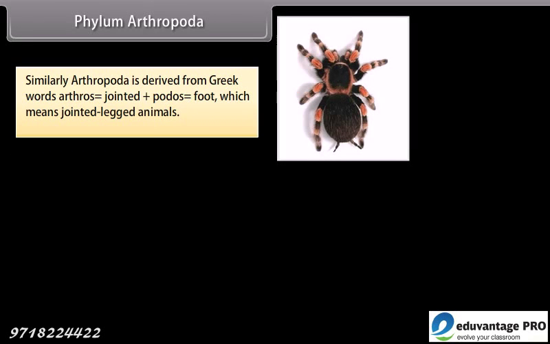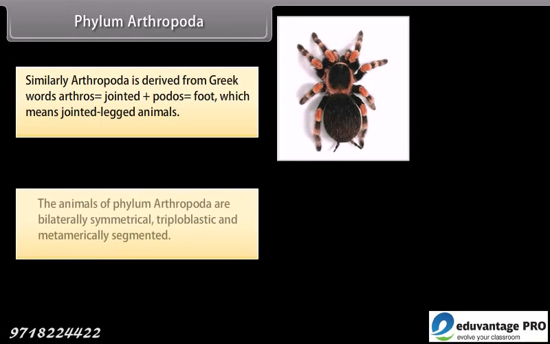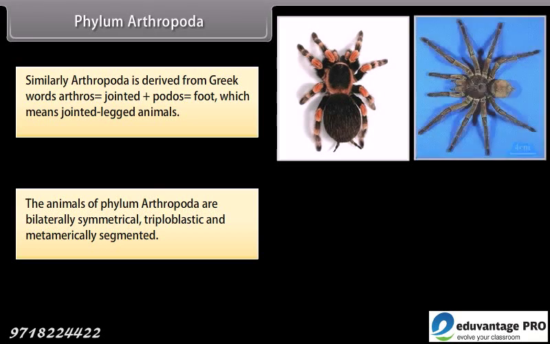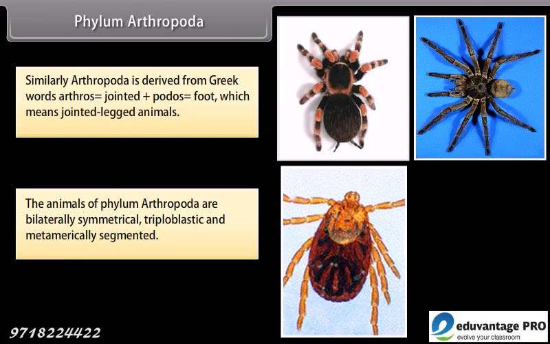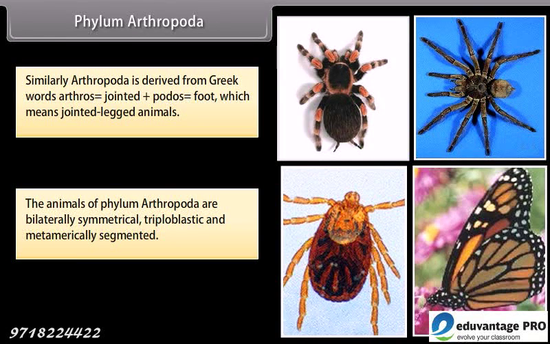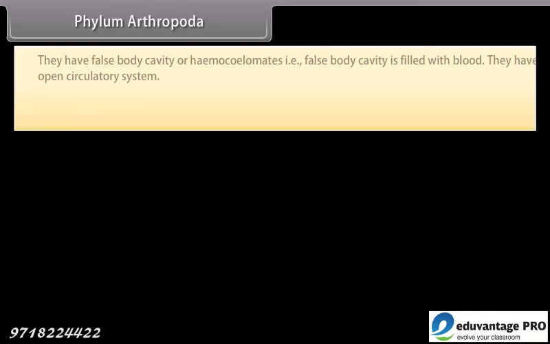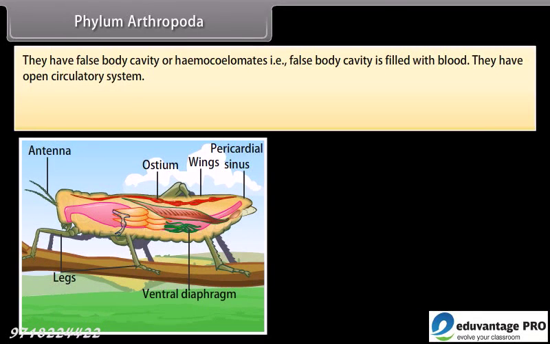Phylum Arthropoda. Similarly, Arthropoda is derived from Greek words arthros, which is jointed, plus podos, which is foot, which means jointed-legged animals. The animals of phylum Arthropoda are bilaterally symmetrical, triploblastic, and metamerically segmented. They have false body cavity, or hemocoelomates, that is, false body cavities filled with blood. They have open circulatory system.